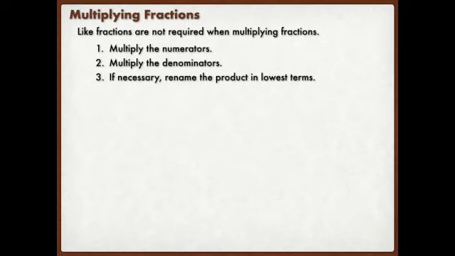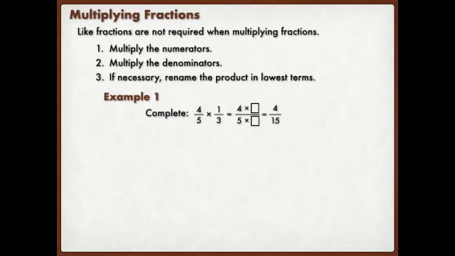But we always encourage you to rename the product in lowest terms. So this just means to simplify to get the smallest number fraction. Here's an example. If I have 4/5 times 1/3, all I'm doing is multiplying 4 times 1 and 5 times 3. So 4 times 1 and 5 times 3 will give me 4/15.